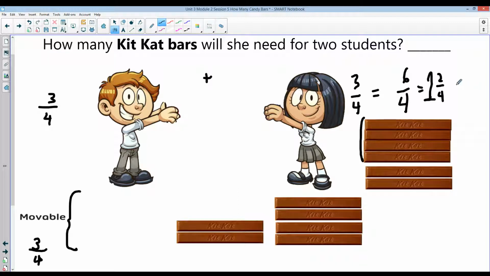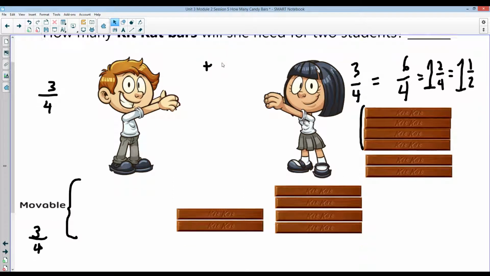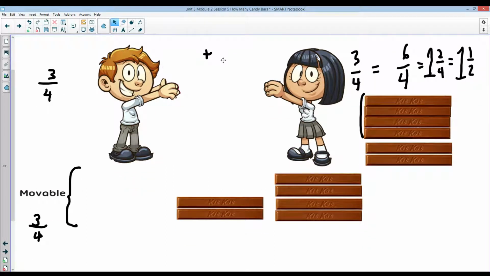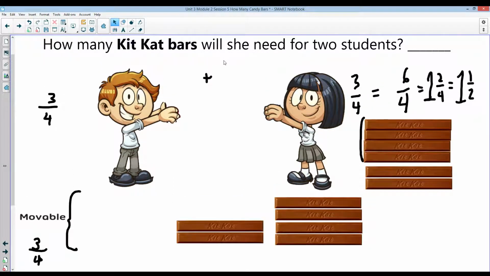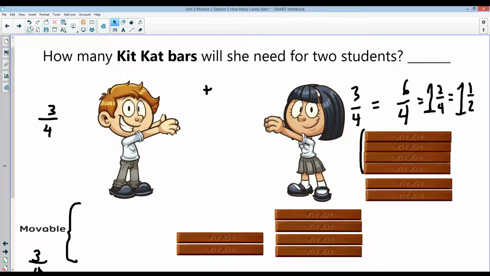Or another way we could do 2/4 would be 1 1/2 candy bars. Again, this is pre-COVID, so it's like they were splitting them up, and I think they just came up with this problem because Kit Kats can be divided into fourths very easily by just snapping them apart. All right, so 1 kid would get 3/4, 2 kids could get 1 1/2.